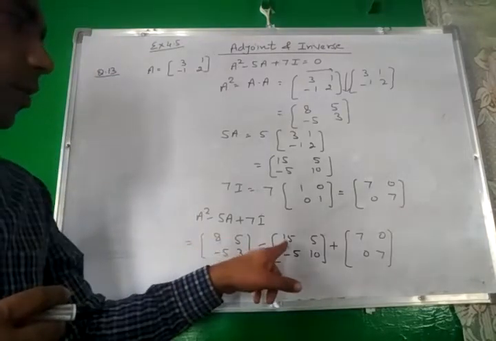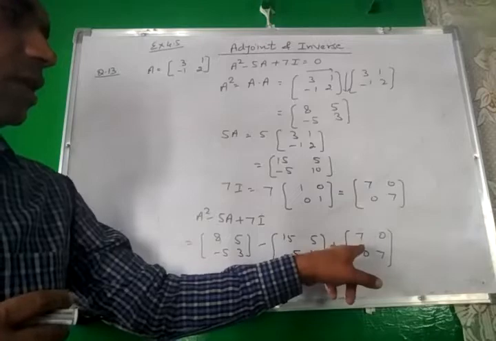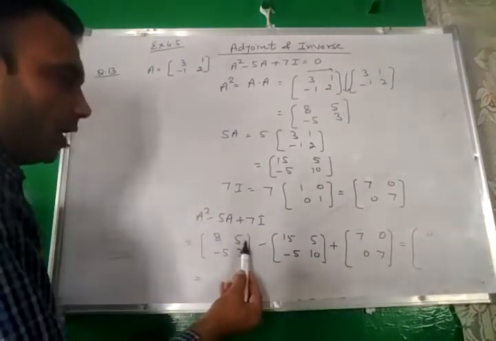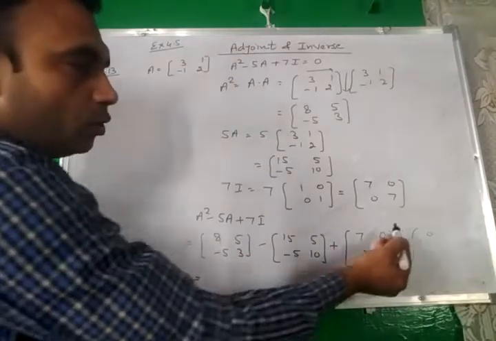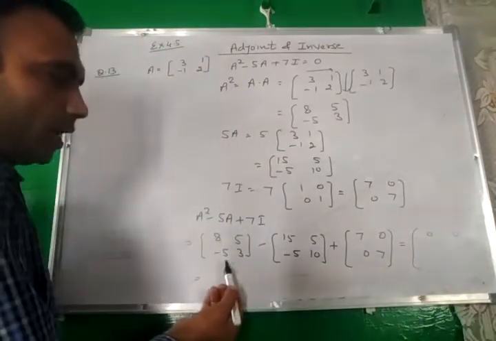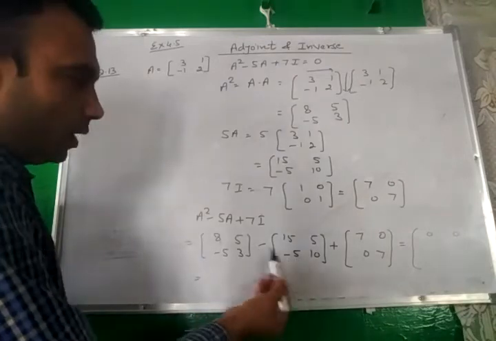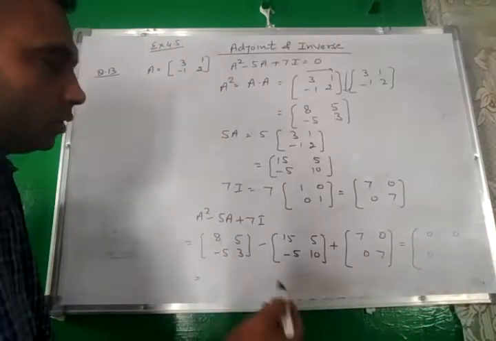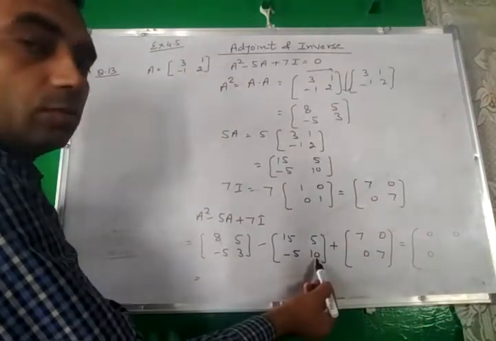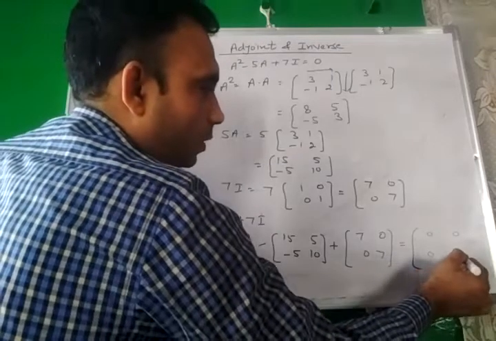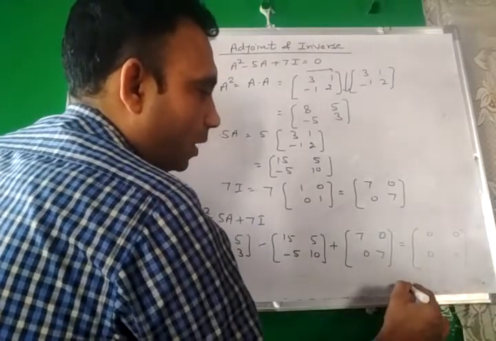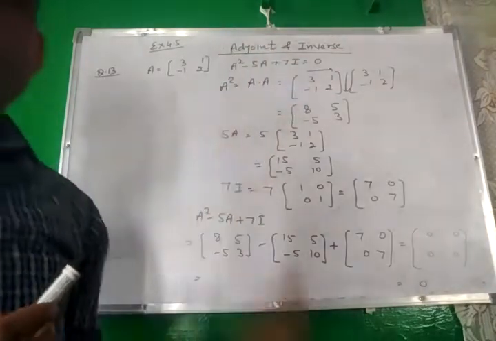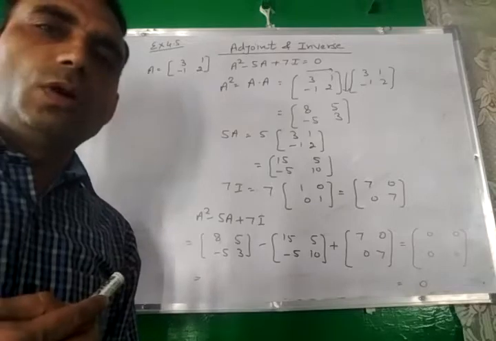This is 8, 8 minus 15 minus 7 plus 7, 0. Again 5, 5 minus 5, 0 और 0 plus 0, 0. Second element 5 और minus minus plus, तो minus 5 plus 5, 0 और 0 plus 0, 0. 3, 3 minus 10 minus 7 plus 7, 0. So this is 0 matrix implies 0. Hence we can say A square minus 5A plus 7I is equal to 0.